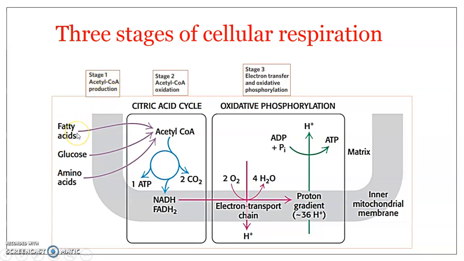Fatty acids undergo beta oxidation to produce acetyl coenzyme A. So acetyl coenzyme A is produced directly by the process of beta oxidation. Now, glucose undergoes glycolysis to produce pyruvate, or pyruvic acid, and this pyruvic acid undergoes oxidative decarboxylation, that is oxidation and decarboxylation, to produce acetyl coenzyme A.